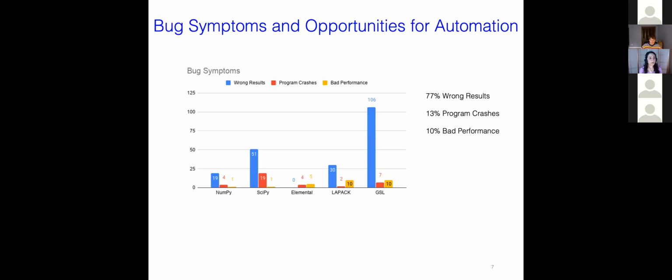And this was followed by 13% experiencing a program crash, and the remaining 10% suffering from performance slowdown as a consequence of a bug. So how do you quantify wrong results here?